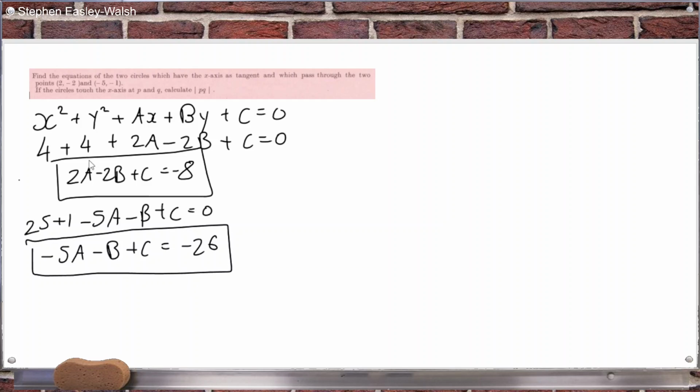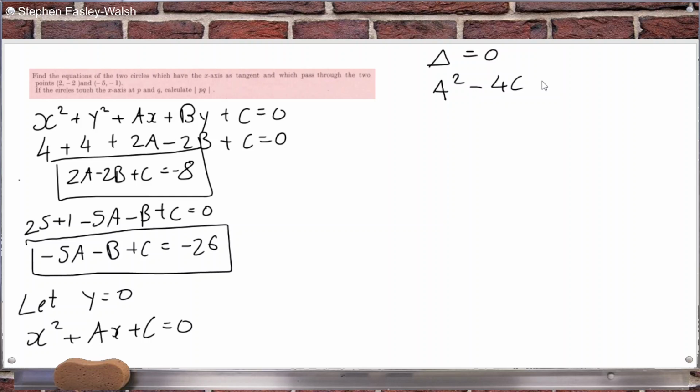And then this has to cross the x-axis only once. So if you sub y equal to 0 now, you get x squared plus ax plus c equals 0. And the discriminant needs to be 0. So that's going to be a squared minus 4c has to equal 0. So that means a has to equal plus or minus 2 root c.